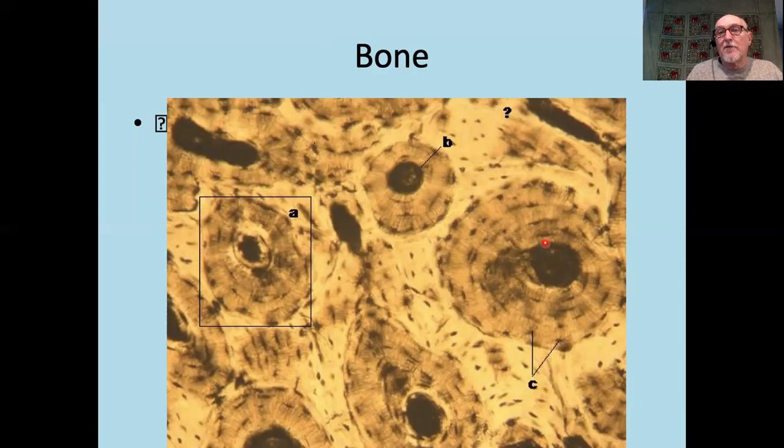The bone cells themselves are here. You see these little dark streaks here. They have a particular structure. They have a cell body in the middle, but if you look very carefully, you can see these little thin lines running away.